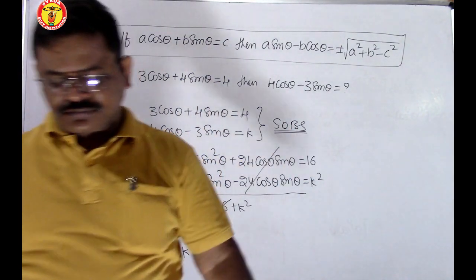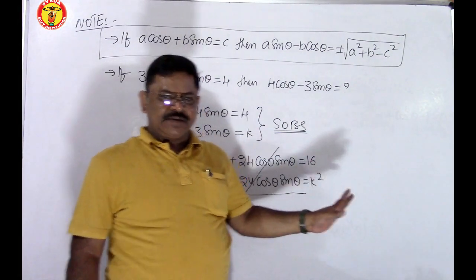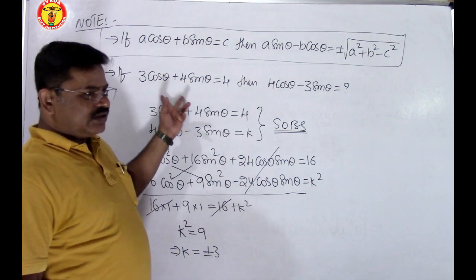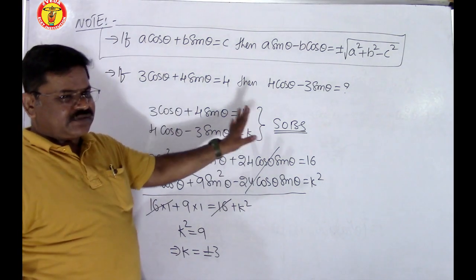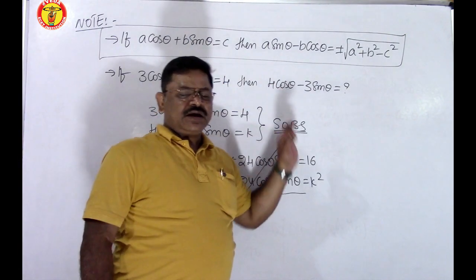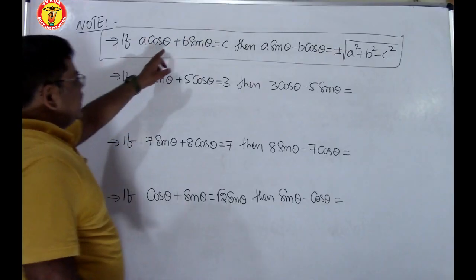Clear? The upcoming problems we have to solve in this method only. There is no need of getting confusion. Check the two coefficients given in the question and see which one is missing, that you have to write. Before that, we have to keep plus or minus symbol. That's it.